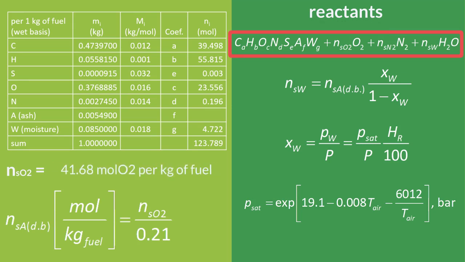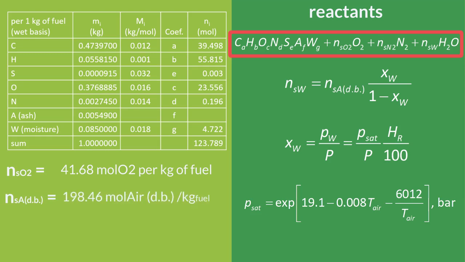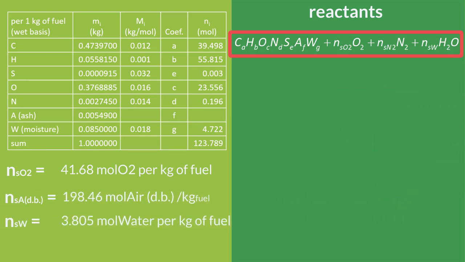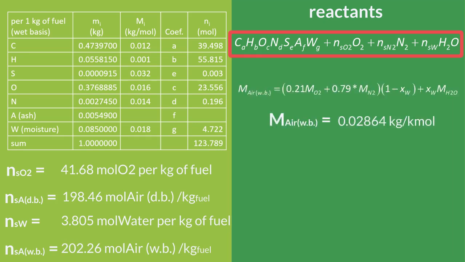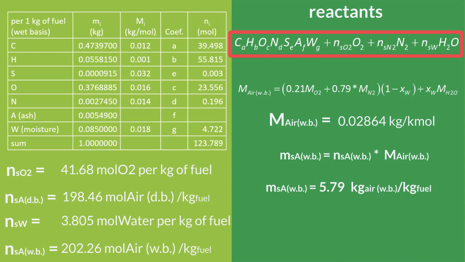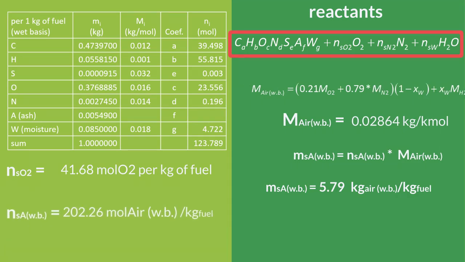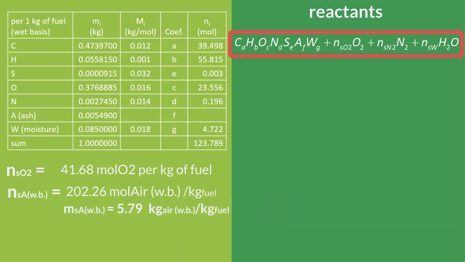For this example, we can calculate the number of moles of wet air step by step, and the mass of wet air by calculating its molar weight. With these calculations, we have the amount of oxygen and air needed for 1 kilo of biomass. Remember that the stoichiometric combustion is an ideal case, a point of departure.